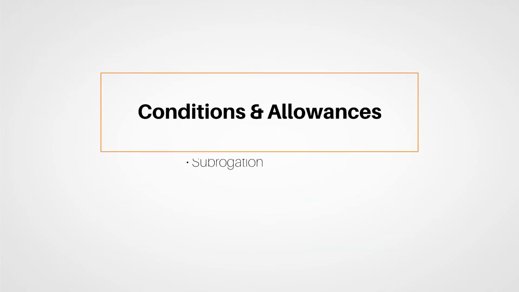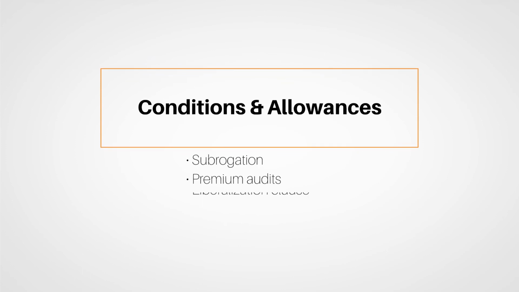Conditions and allowances like subrogation, premium audits, the liberalization clause, inspections, and surveys should be familiar by now. We also went over a few endorsements that may be added to business owners' policies. These are interesting policies and can protect many clients that don't necessarily need commercial policy packages, which are often more complex and sometimes difficult to prepare.